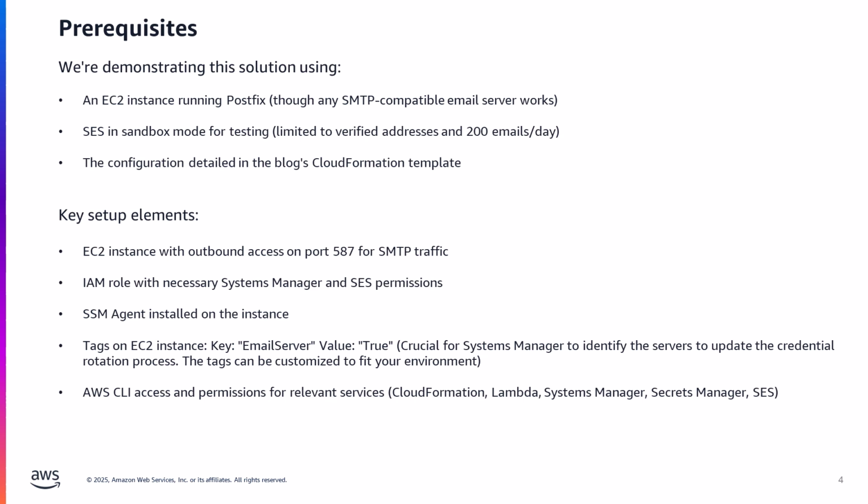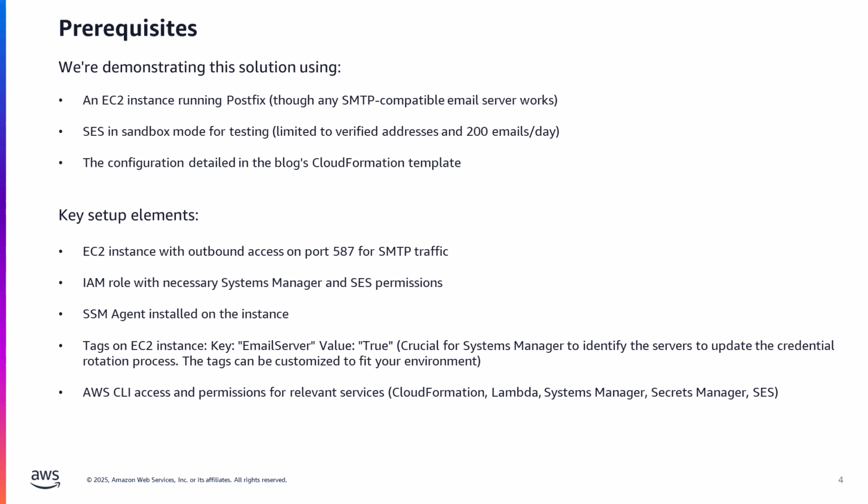The EC2 instance is configured with outbound access on port 587 for SMTP traffic and has an IAM role granting necessary Systems Manager and SES permissions. We have also installed the SSM agent on the instance and tagged it with the key email server and value true. These tags are critical as they are how Systems Manager identifies which servers to update during the credential rotation. We have also ensured AWS CLI access and the right permissions for services like CloudFormation, Lambda, Systems Manager, Secrets Manager, and SES.